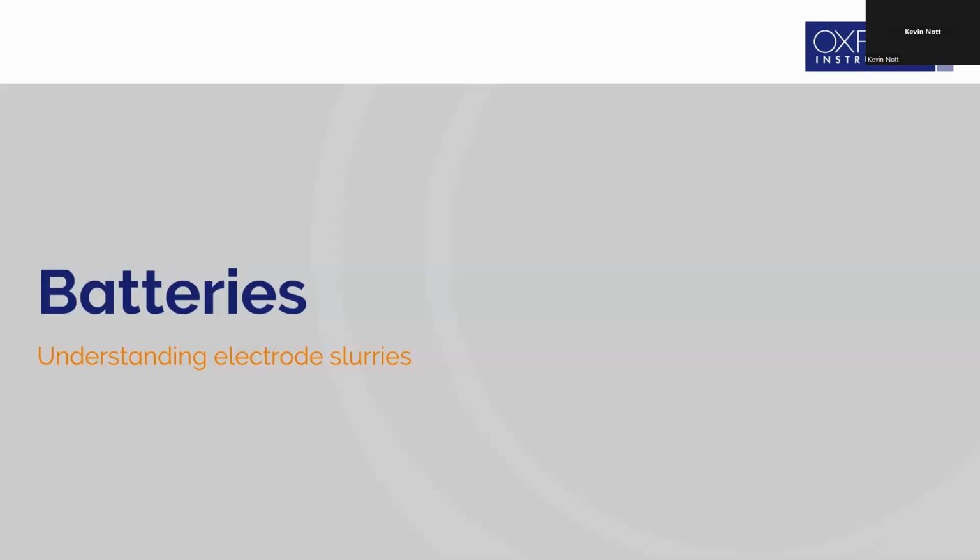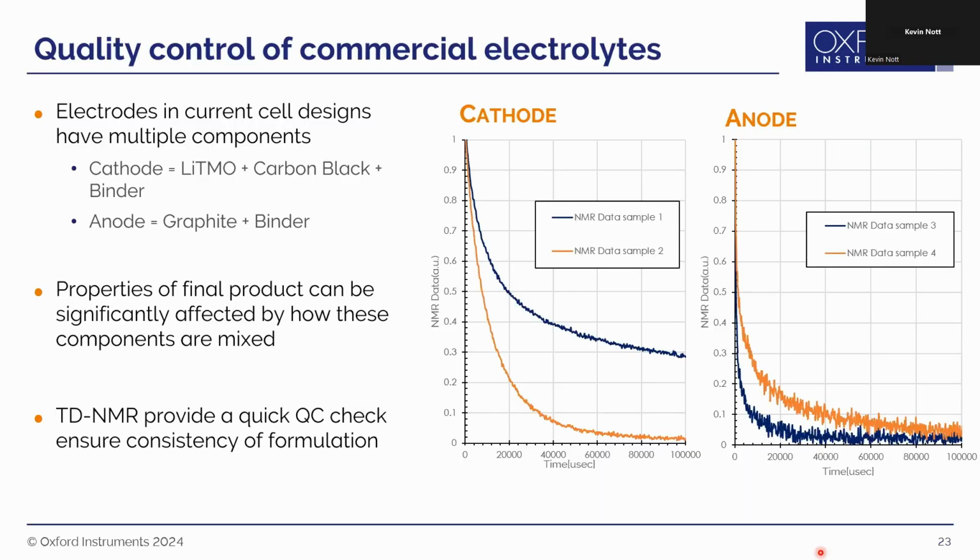Another emerging area where TDNMR has been recently applied is in batteries, and in particular the slurries which are used to make up the anode or cathode. When speaking to a range of manufacturers, we found that performance of cells can vary considerably, even if everything in the manufacturing process was seemingly constant.